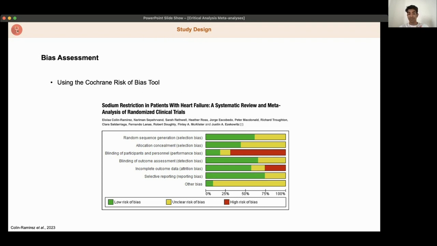Every meta-analysis should have a diagram like this telling you about the risk of bias in the studies they've included. And overall, it should be a majority of green, which suggests a low risk of bias. And if there is red, it ideally shouldn't be in very important criteria. Some might say everything is important, but things like incomplete outcome data or attrition bias.